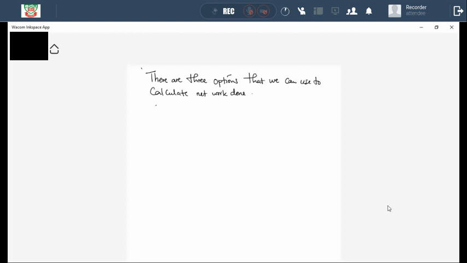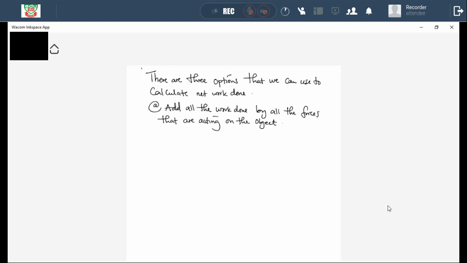So the first option that we use to calculate net work done is when we add all the work done by all the forces that are acting on the object. So the first method or the first option says we add all the work done by all the forces that are acting on the object. That is option number one.